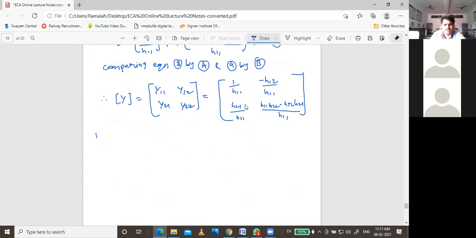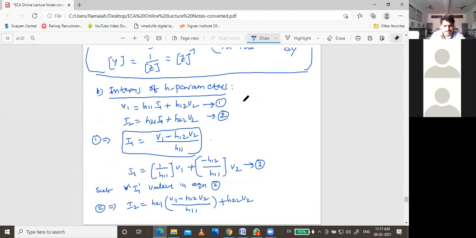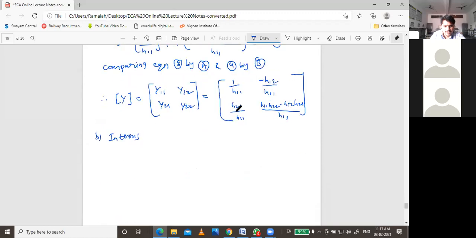Okay. Now next one is C. I want to represent these Y parameters in terms of T parameters or ABCD parameters.